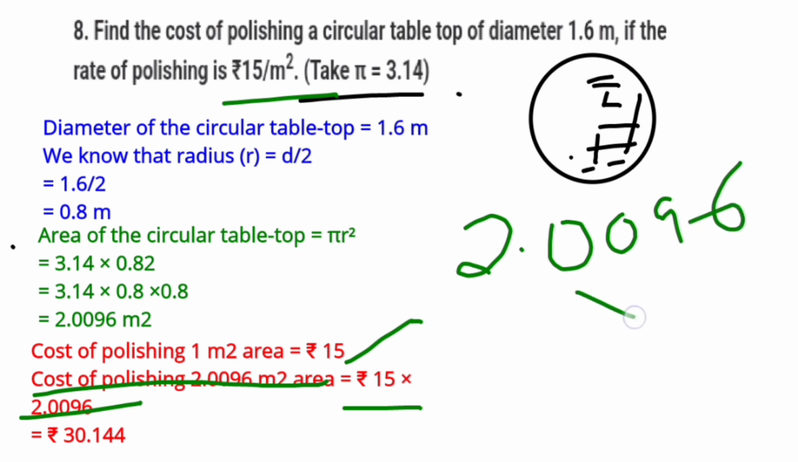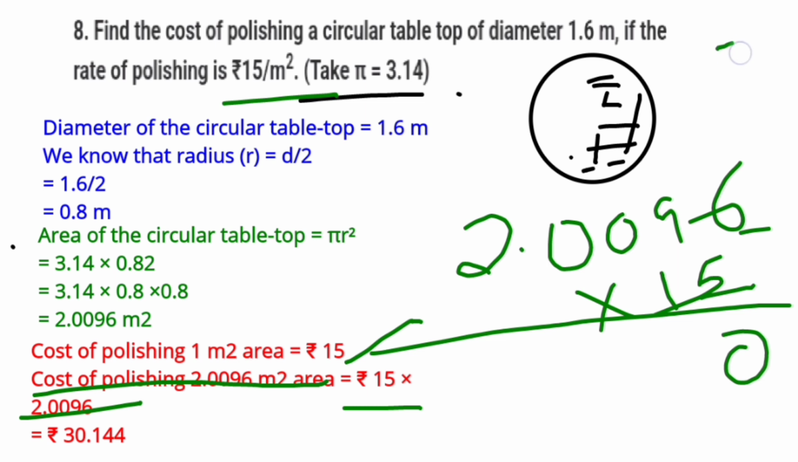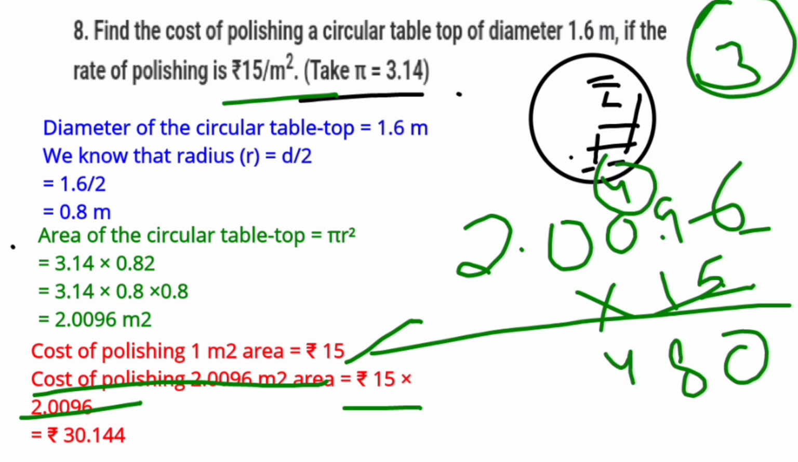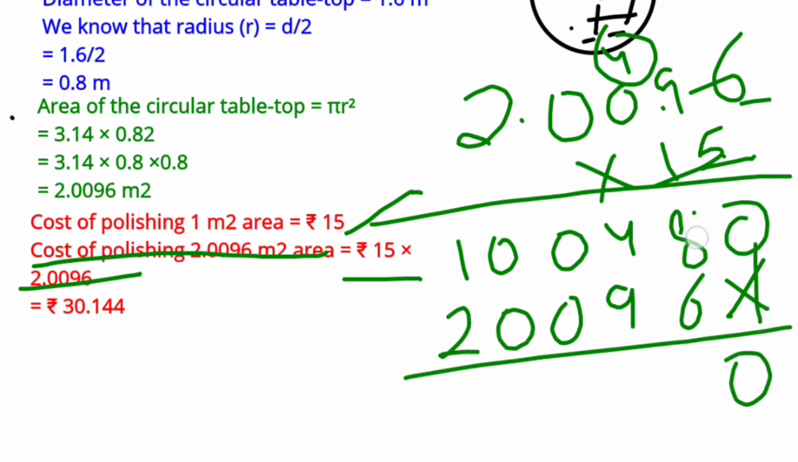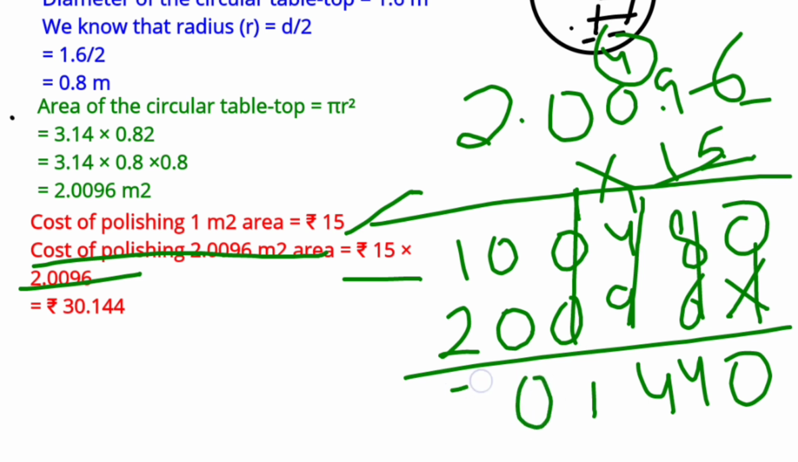2.0096 multiplied by 15. 5 6s are 30, 0, 3 carry, 5 9s are 45 plus 3 is 48, 4, 5 0s are 0, 4, 5 0s are 0, 5 2s are 10. If you know the table of 15, you can do it directly. 15 6s are 90... Now add them: 0, 8 plus 6 is 14, 1 carry, 9, 10, 14, 1 carry, 1, 0, 3.